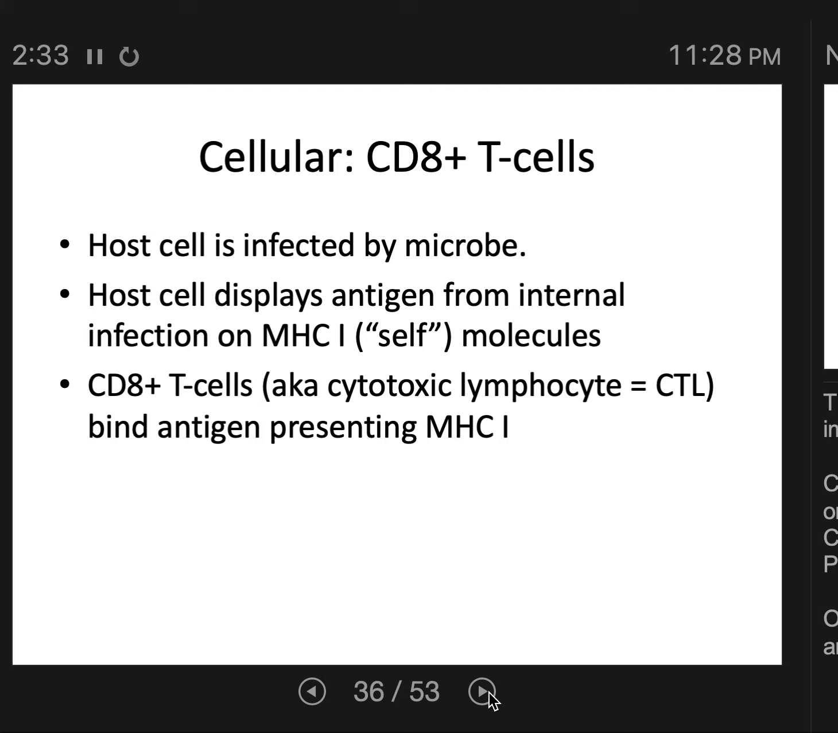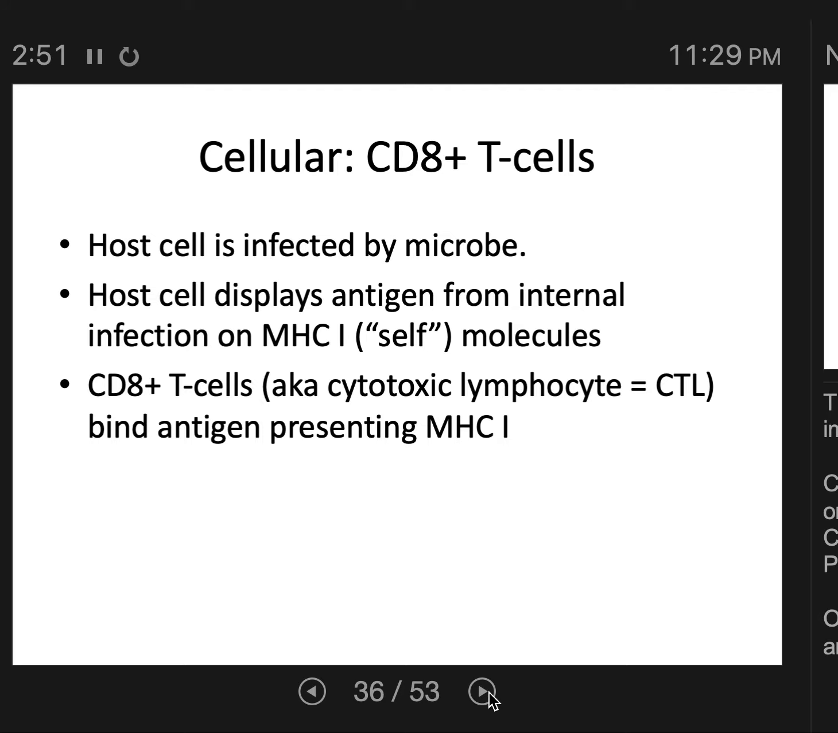They check this one: oh, there's no antigen there, it must be fine. Check this next one, nothing there, it must be fine. Check this next one: oh, there's an antigen there, this cell must be infected. It must have a pathogen hiding inside of it. Okay, so the host cell gets infected, host cell displays antigens from the internal infection on MHC class 1s.